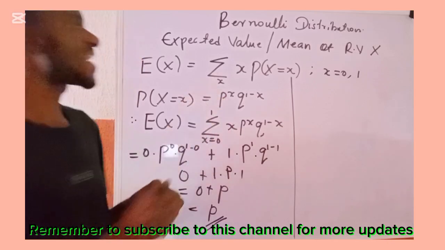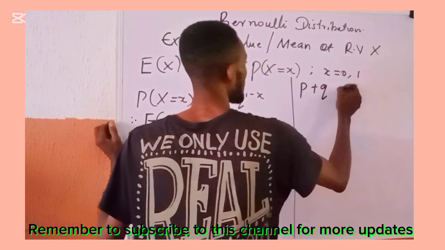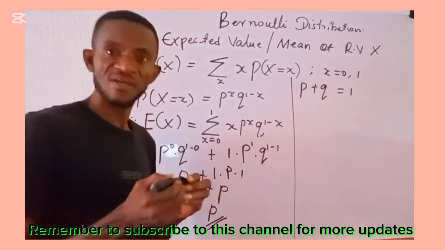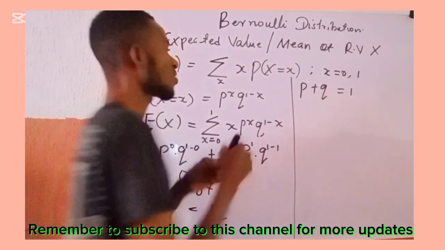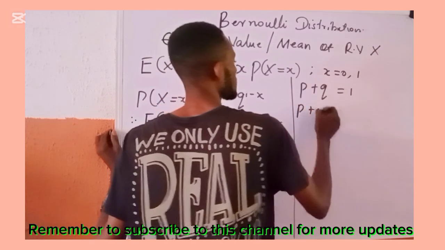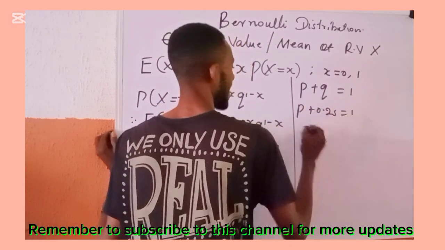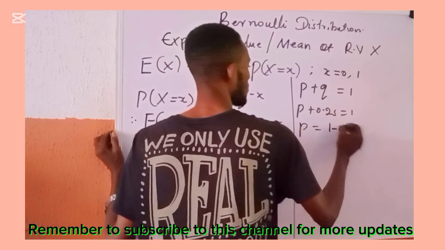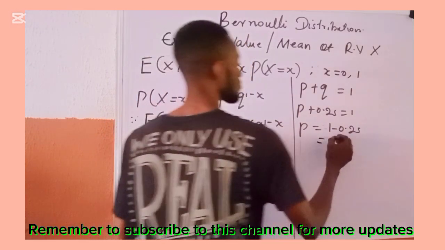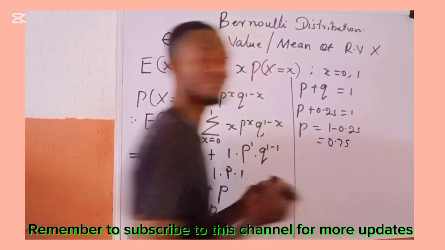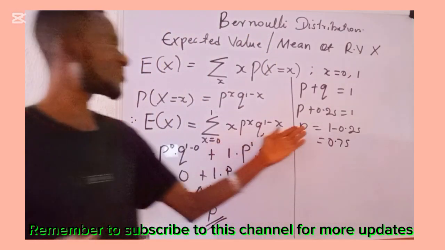You remember that I earlier told you that the probability of success P plus the probability of failure is given as 1. And somebody has given you that the probability of failure is 0.25. So what you are going to do is P plus 0.25 is equal to 1. This and this are like terms. P is equal to 1 minus 0.25, then this 1 minus this will now give you 0.75.